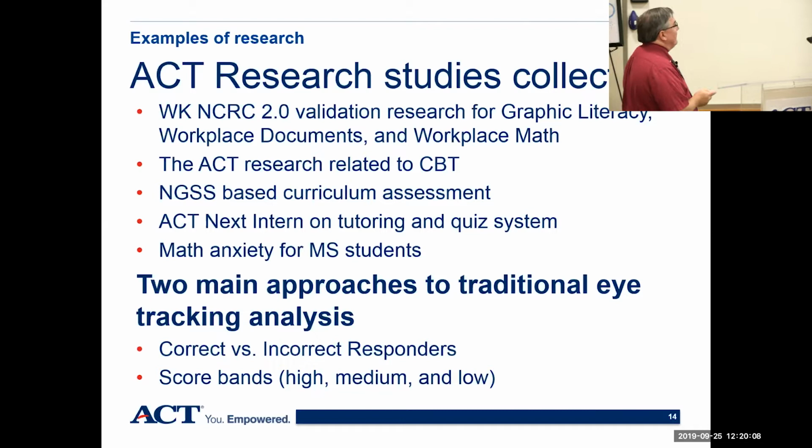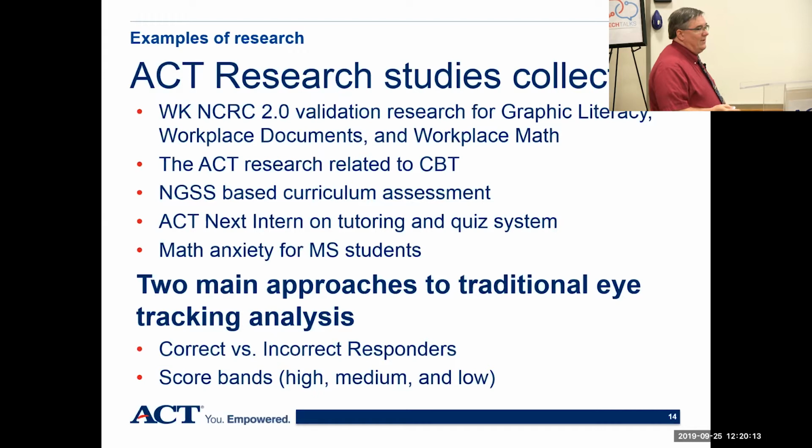And for most of these, we've looked at correct versus incorrect responders. Praveen's work is different because he's not dealing with a testing situation. He's dealing with this collaborative problem solving thing. And then we look at score bands, high scores versus medium scores versus low scores. Now, the problem that we ran into with the score bands issue is that for our samples, we don't have a whole lot of people in the middle score level.